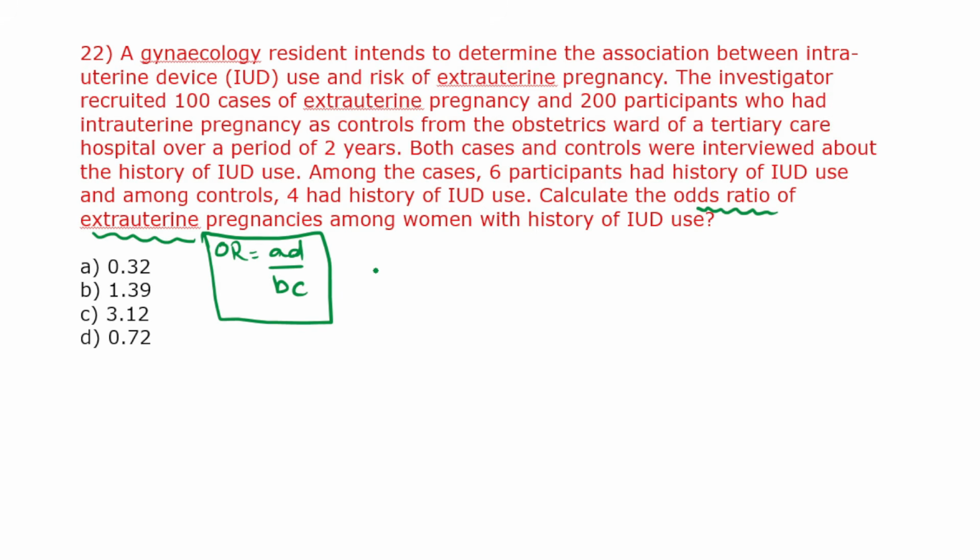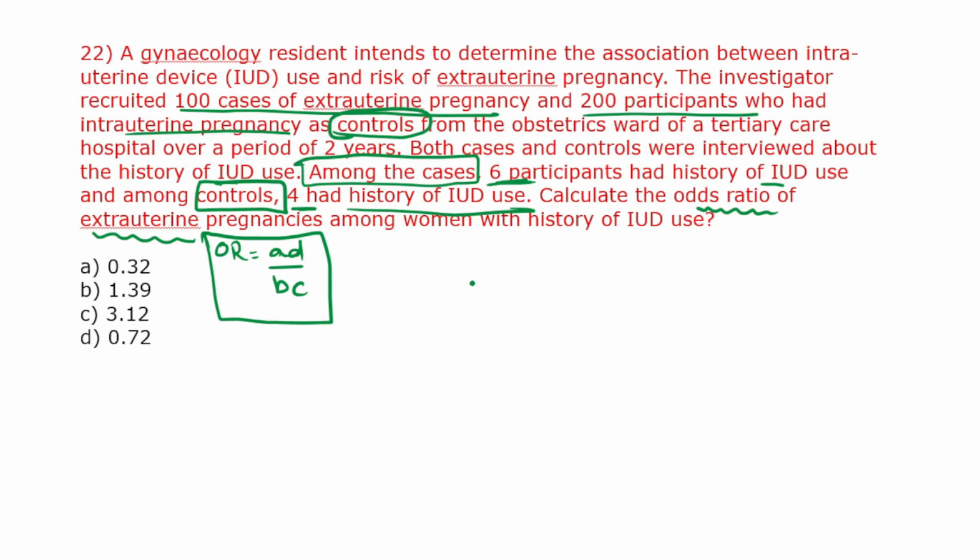Let us see now. What have they given in the question? The investigator has recruited 100 cases of extrauterine pregnancy and 200 participants who had intrauterine pregnancy as controls. So 200 participants are controls. Both the cases and controls were interviewed for the history of IUD use. Among the cases, 6 participants had the history of IUD use, and among the controls, 4 had the history of IUD use. So now we have got the numbers.